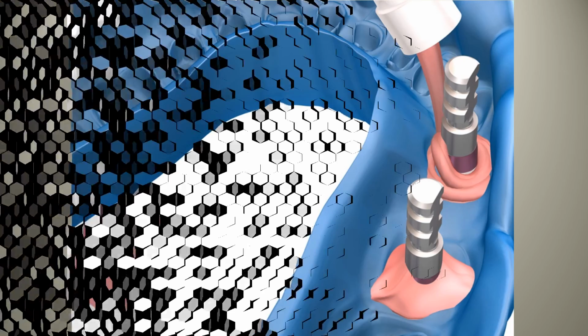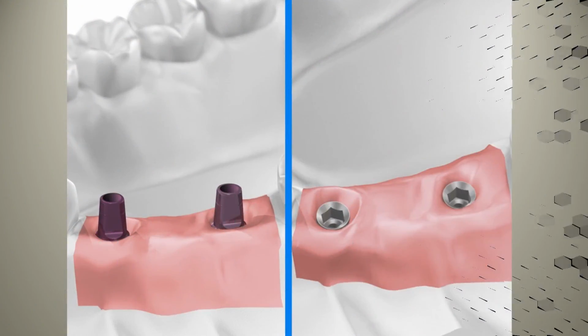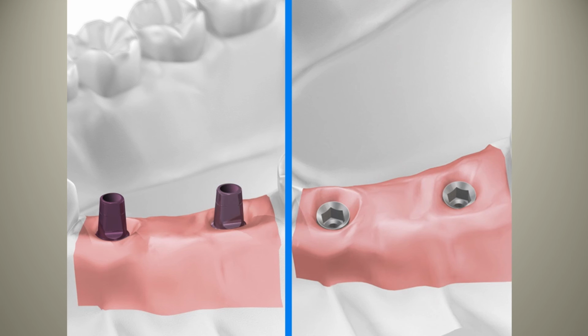And this is what you get. You basically get a model which should accurately depict what was inside the mouth. And once you take those little impression copings off, you can see the picture on the right here. It shows where the implants are in position, in an ideal world with no error.